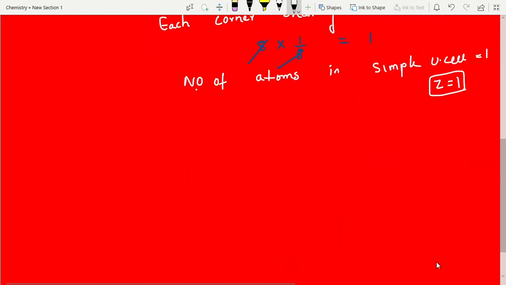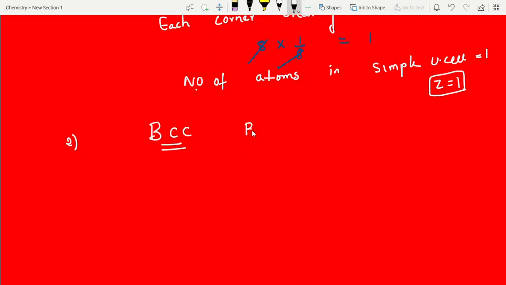Calculating the number of atoms in each unit cell plays an important role: we use it in packing efficiency, and in density numericals too. Okay, students, now come back to the next one: BCC, body cubic center unit cell. Every unit cell first satisfies the primitive condition. If you want a clear explanation, go through the previous video. I am explaining further points here.